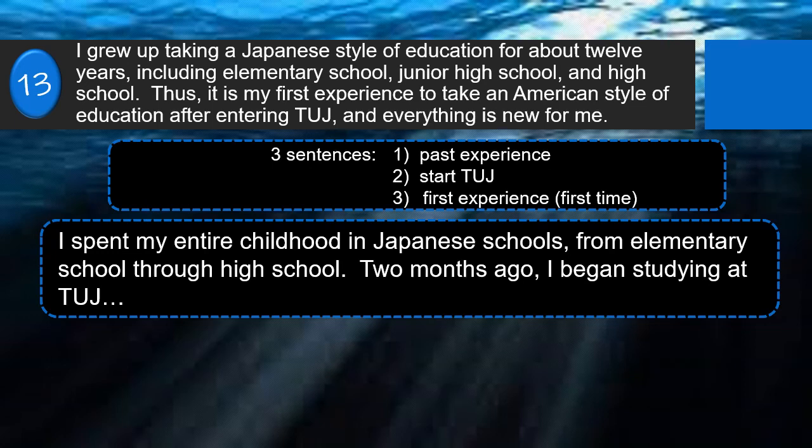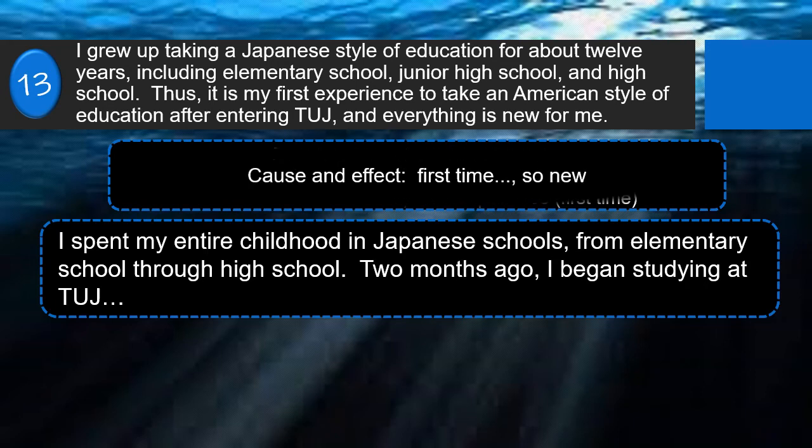Personally, in this case, I would go with three sentences. The first sentence is my past experience. The second sentence is about starting TUJ. And third is about my first experience. Now, the last part, first experience, everything is new, this is cause and effect. Now I would use so instead of and.